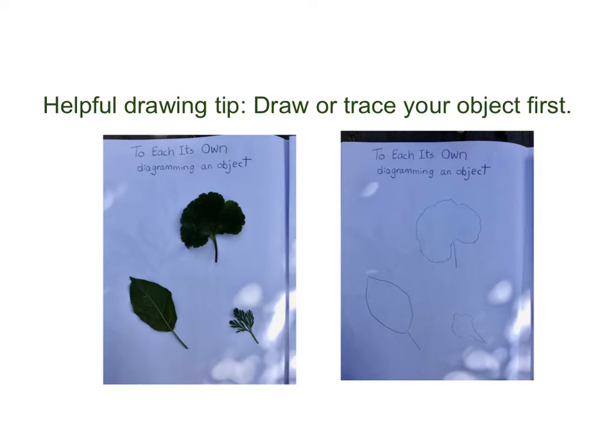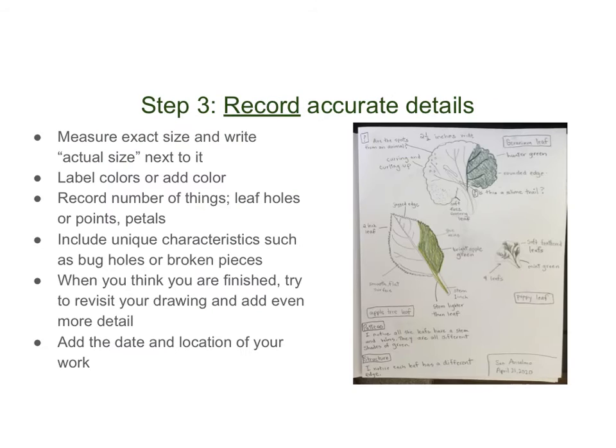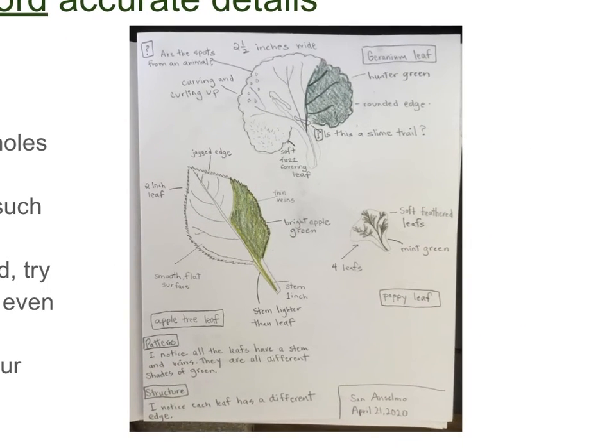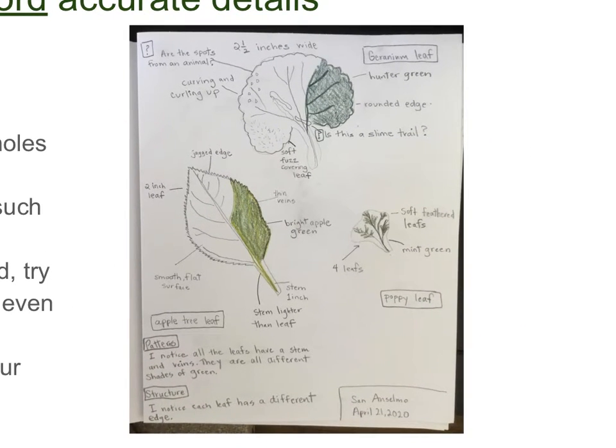Here's a helpful drawing tip. Trace or draw your object first. I placed my leaves on my journal and then traced them so I could get an accurate outline of the size of each leaf. Step 3, record accurate details. Measure the exact size and write actual size next to it. You will notice that the top leaf, the geranium leaf, I recorded 2.5 inches wide.